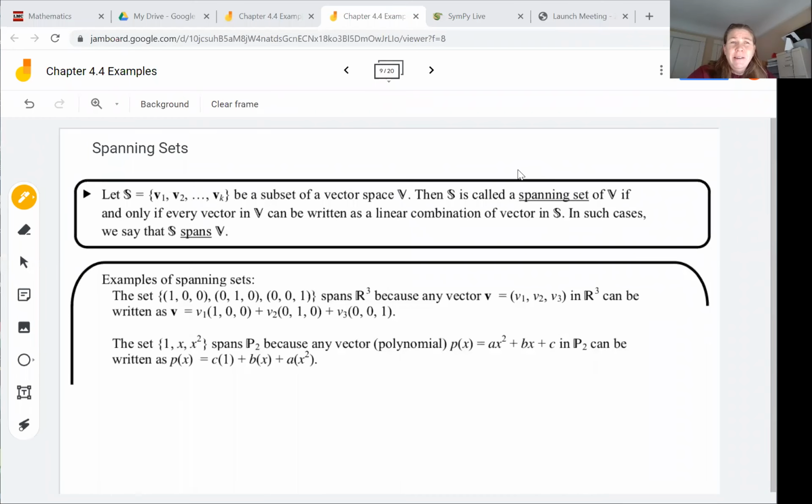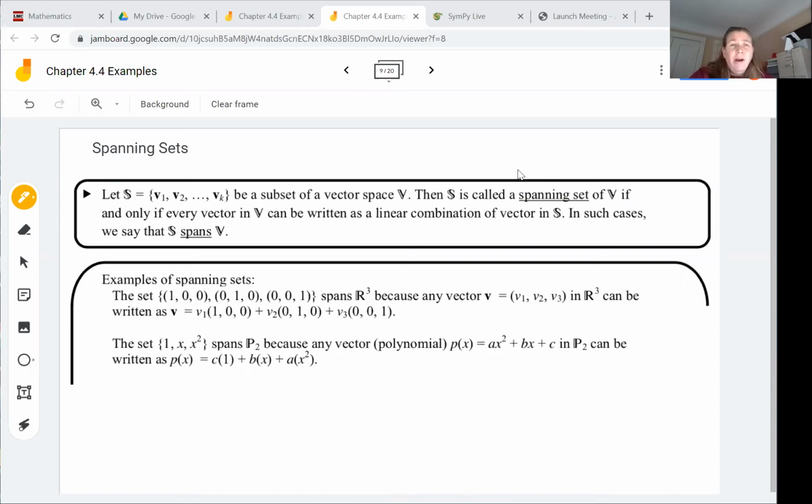In this video, we continue with Chapter 4.4 examples, taking a look at spanning sets. Our learning objective is to determine whether a spanning set that we call S of vectors in a vector space is a spanning set of the vector space V.